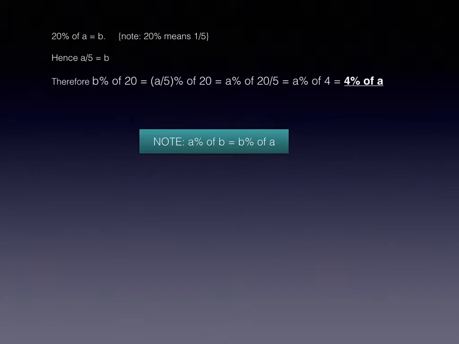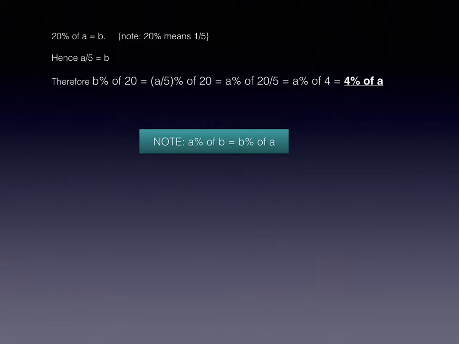So 20% of A is equal to B. That is, A by 5 is equal to B. Therefore, B percentage of 20 means substitute A by 5 for B. Therefore, B percentage of 20 is equal to A by 5 percentage of 20, which is equal to A percentage of 20 by 5. Therefore, that is equal to A percentage of 4, which is equal to 4 percentage of A. That is, you have to know that A percentage of B is equal to B percentage of A.